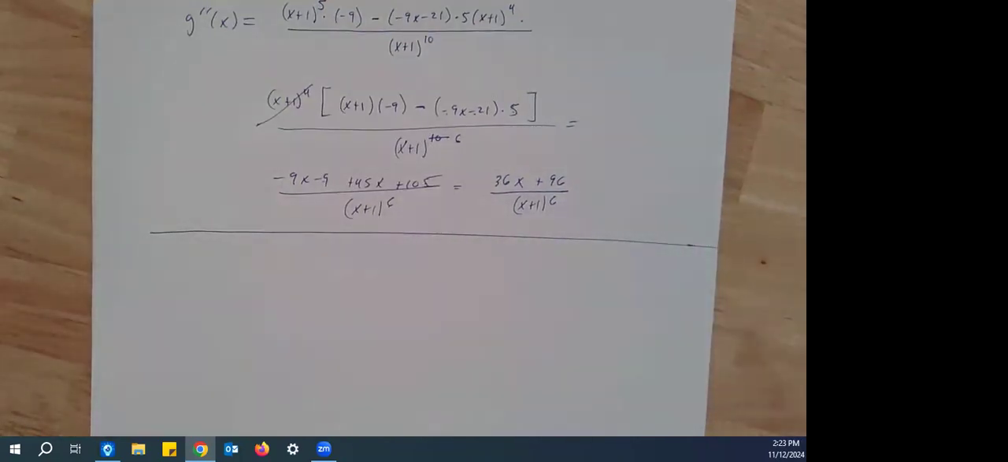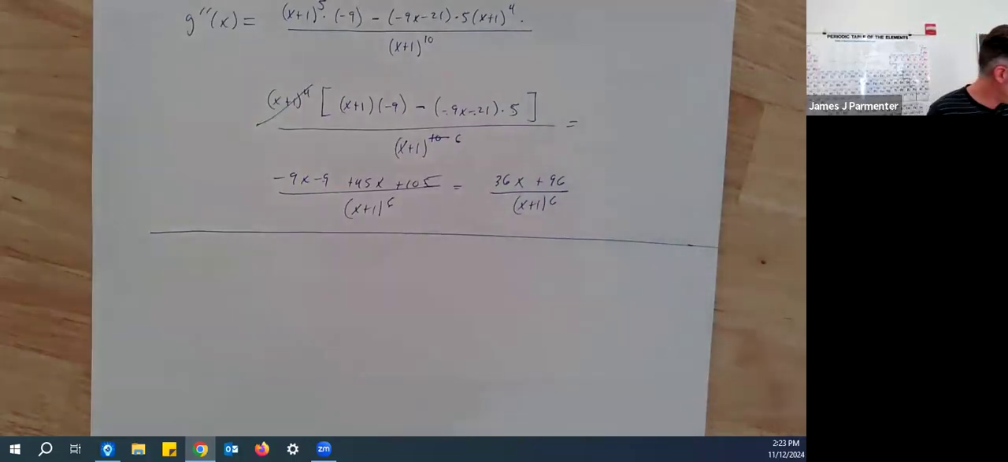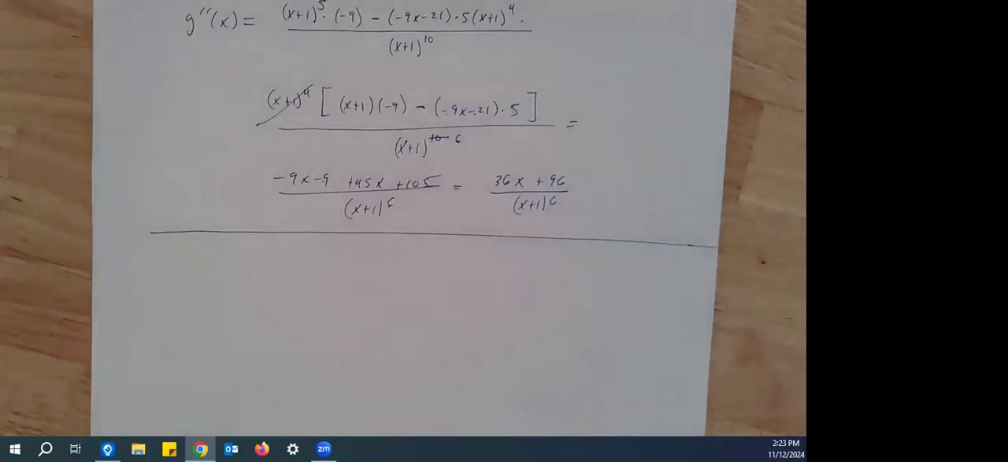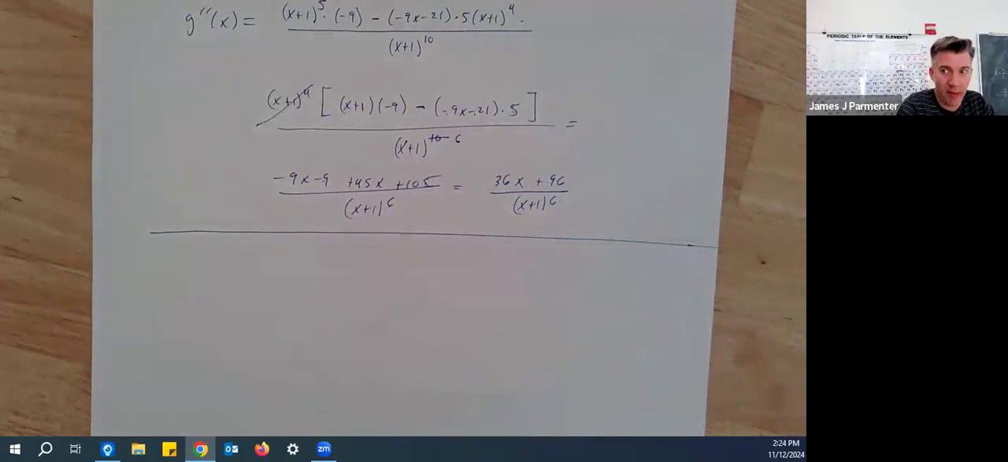James? Yes. I have a question. Sure. Why do we not concern the numerator, or the denominator, when we're only looking at the 36x plus 96, but not looking at the x plus 1 to the 6th? Sure. Why am I not asking about setting the denominator equal to 0?